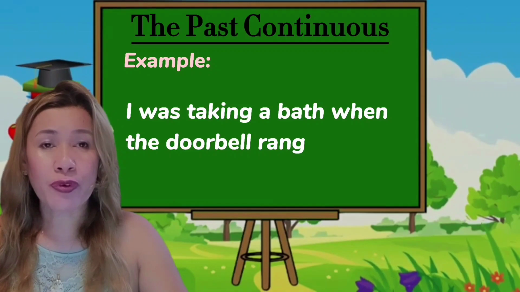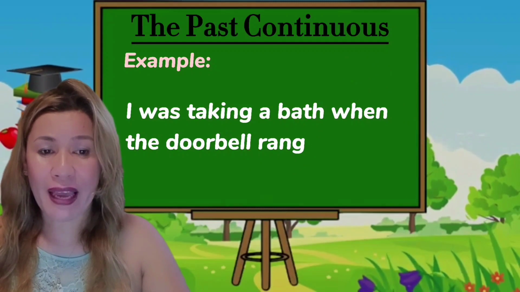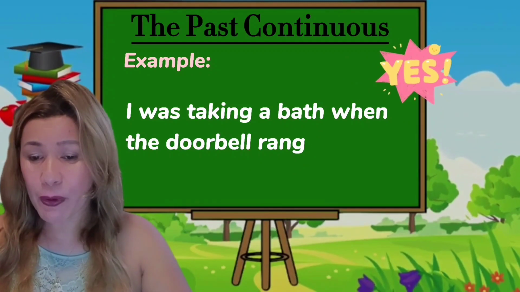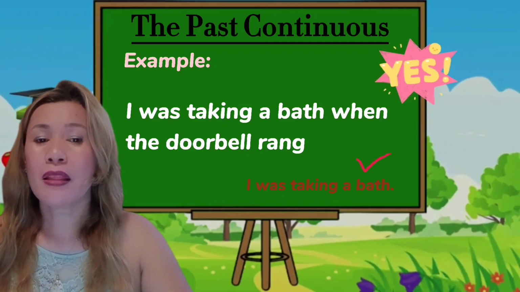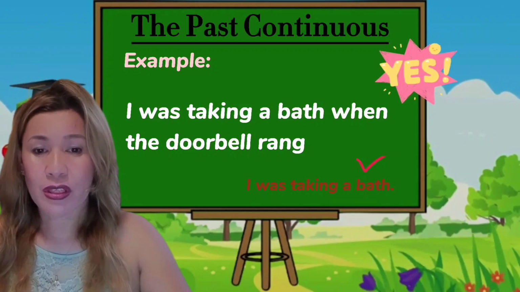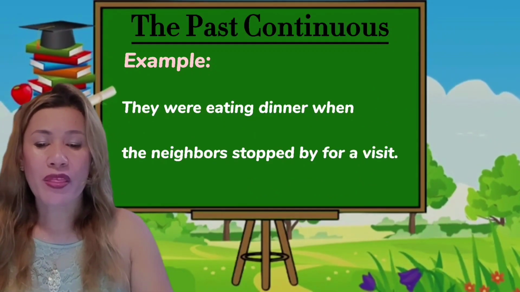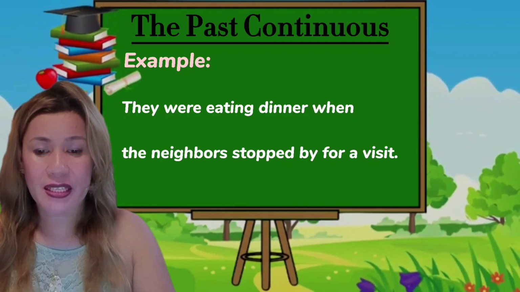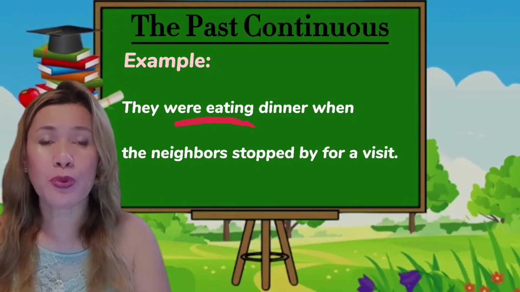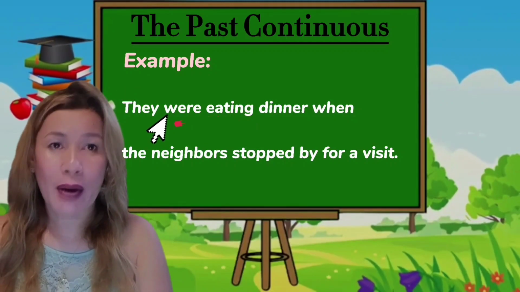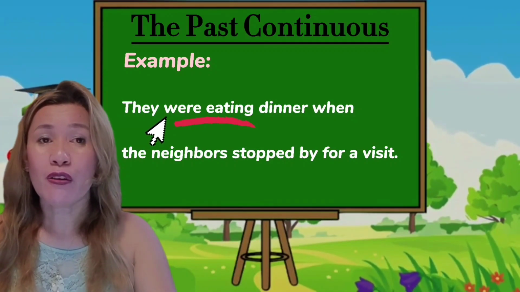Now, in this example, we have two verbs. The question is, can I have only one verb and still use the past continuous? The answer is yes. So, for example, you can just say, I was taking a bath, period. And that's a sentence in the past continuous tense or past continuous form. Another example. They were eating dinner when the neighbors stopped by for a visit. So, were eating is our past continuous because it is introduced by the be verb were and followed by an ing form of the verb. So, past continuous. That's how we form it.